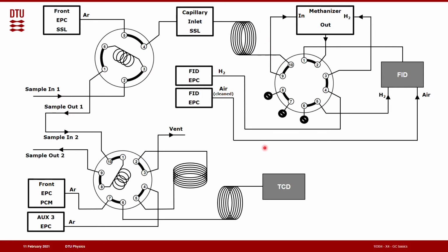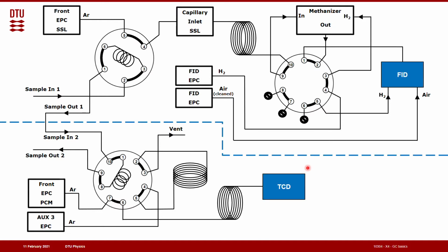So it perhaps looks a bit confusing, but it will become simpler if we divide it up into 2. And we can divide it by the 2 detectors. So we have the FID, flame ionization detector, which is based on the working principle of having a constant flame where you let the sample gas into, and depending on the content of the sample gas, if it can be burned off, it will ionize the flame, and we can measure it as a current.